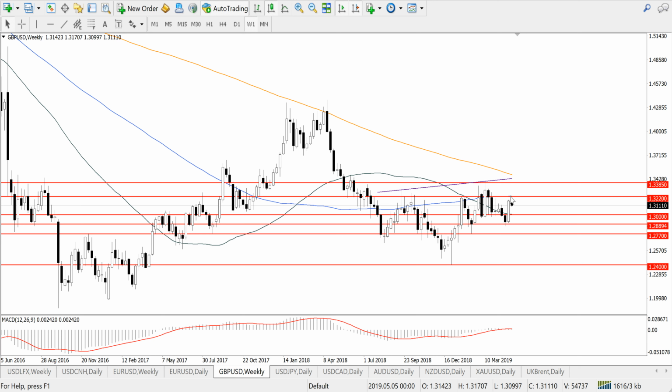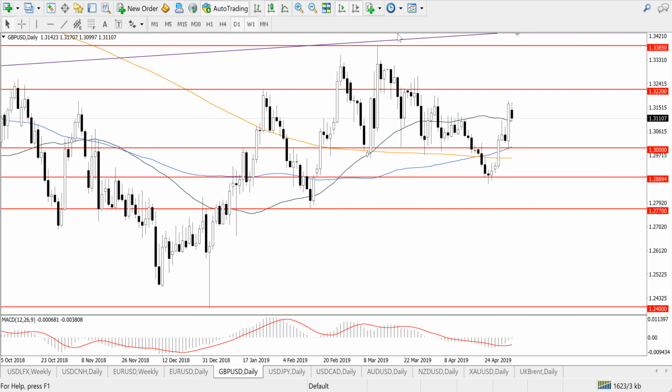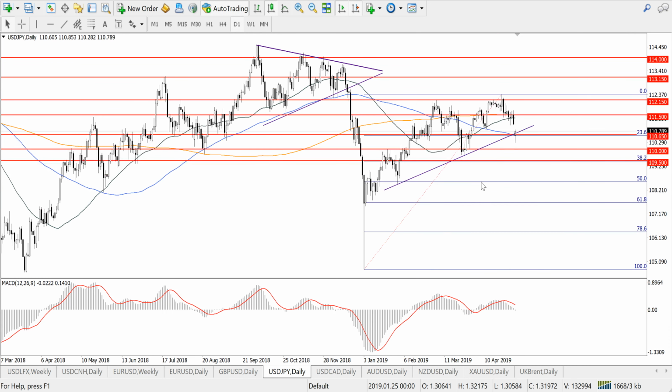Here we find the 100-week moving average as well. Still, fundamentally, of course, the pound is still weak. The uncertainty related to Brexit is a major risk, so it is really a very risky bet to be long on the pound, and it makes more sense to look for sell opportunities in the area of 1.3220, targeting the level of 1.30. The USD Japanese yen opened with a gap to the downside.